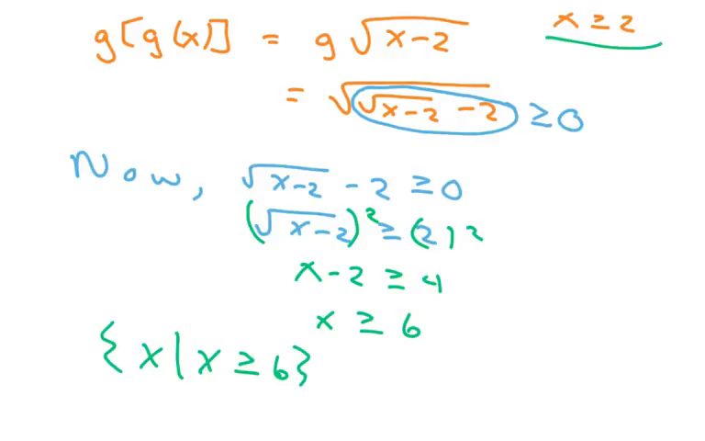And this also satisfies the fact that for our original g, x had to be greater than or equal to 2, because 6 is bigger than 2.